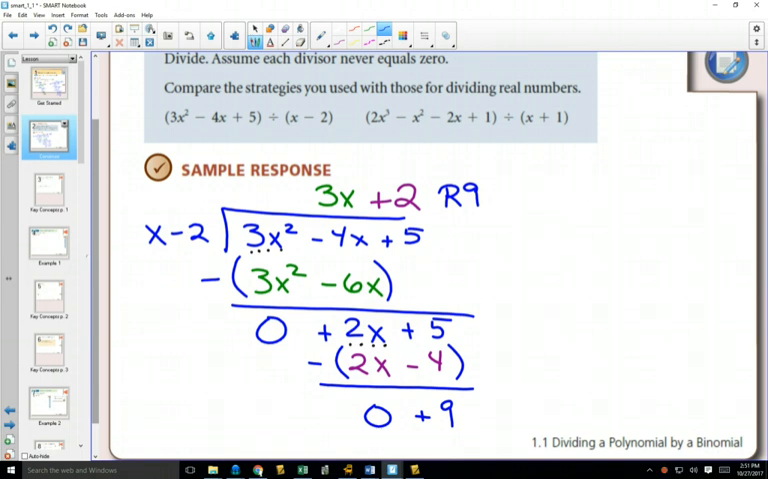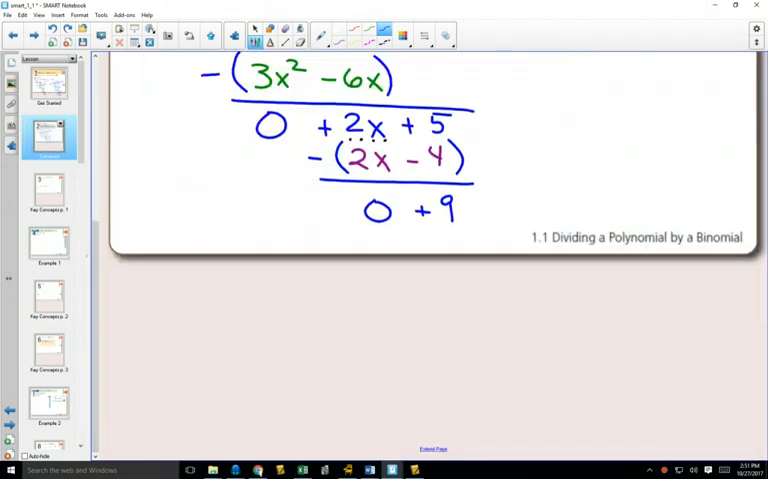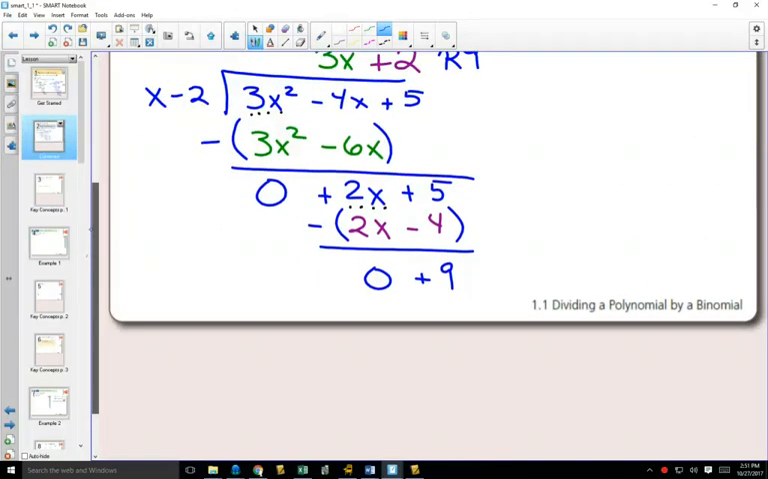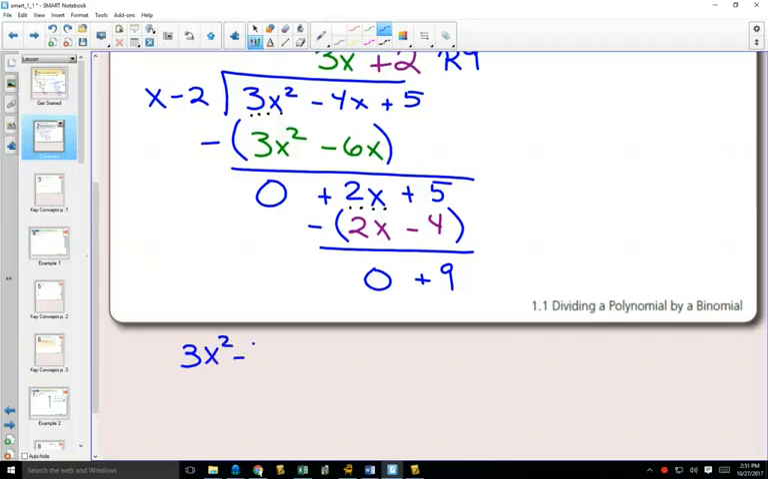So it'll always be an actual number that's your remainder, unless there could be one where you're dividing by an x squared, and you could have an x plus something as a remainder. But for most of ours, we're going to have remainders that are numbers. It would be 3x plus 2, plus 9 over x minus 2. So what we've done is we have been able to say a couple of things. First of all, we took 3x squared minus 4x plus 5, and we divided it by x minus 2.